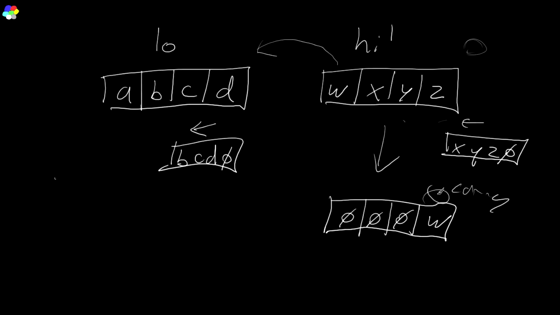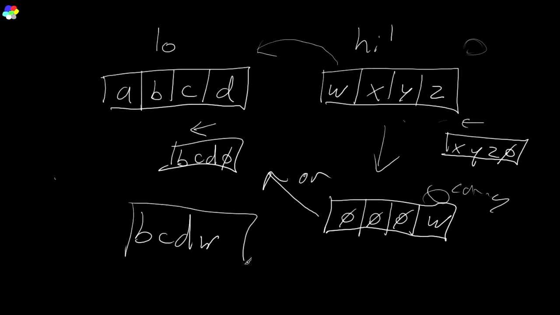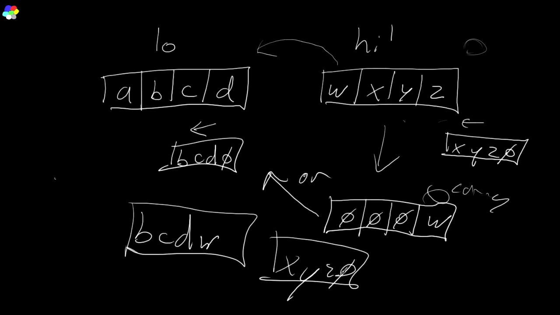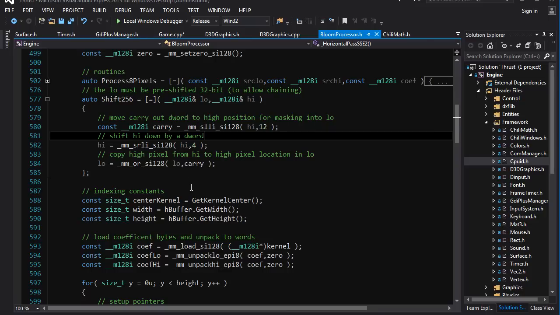Then we take the carry, which is conveniently in the high position, and we've got an empty position in the high position here. We're going to OR this into this. We get B, C, D, W. So now our result is B, C, D, W, X, Y, Z, and 0, which is a 256-bit shift to the right, which is moving to the left in our diagram, because our diagram is using the screen space ordering. There you go. So that is your 256-bit shift in a nutshell.